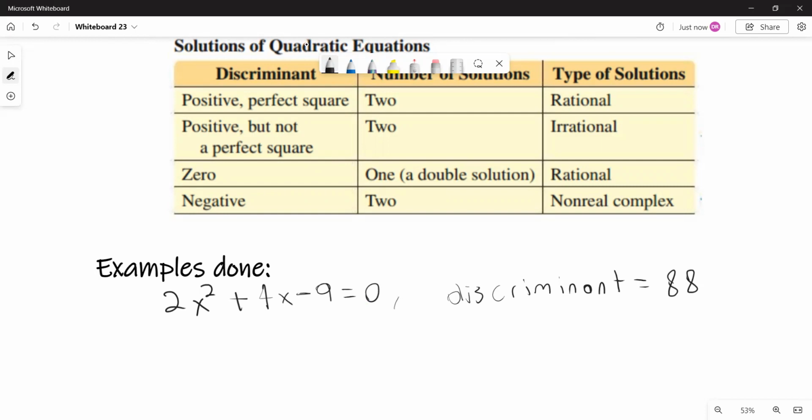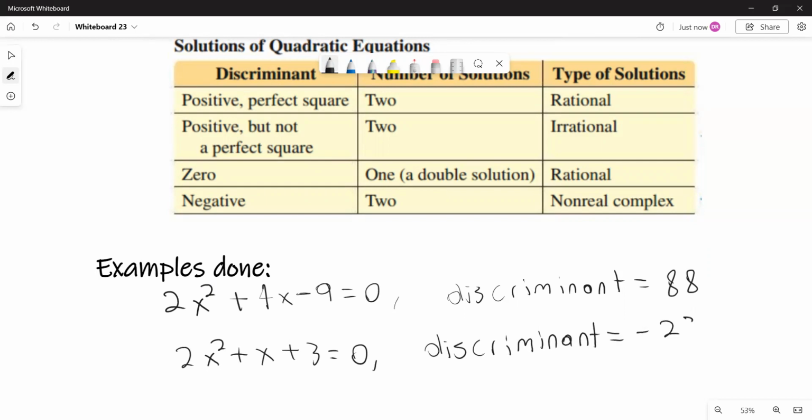And the other example I did was 2x squared plus x plus 3 equals 0. The discriminant was negative 23, which is negative, and the equation had two non-real complex solutions, which were complex conjugates.